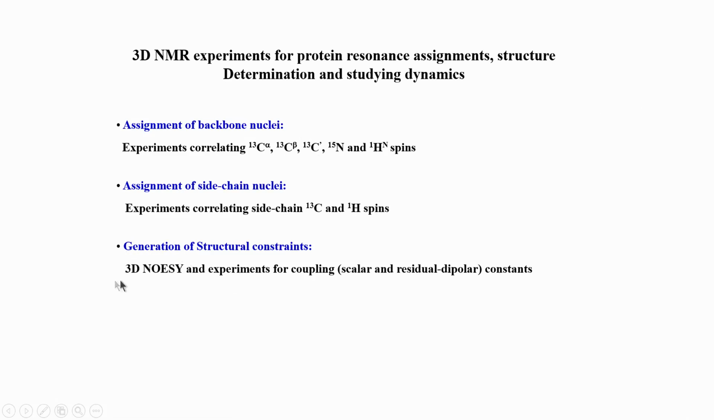3D NOESY basically includes 3D NOESY HSQC, 3D NOESY carbon HSQC, nitrogen and so on. We will look at those. Three-dimensional experiments are also needed for J coupling calculations. NOESY, remember, gives us the distance information, and along with J coupling information we can combine them to get the final structure of the protein. So, you see that 3D NMR is required at every stage of the protein structure calculation process.